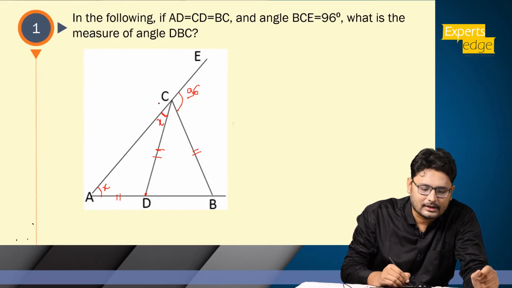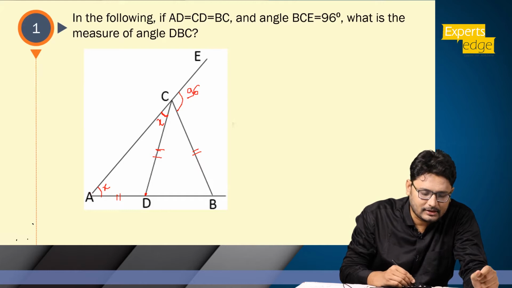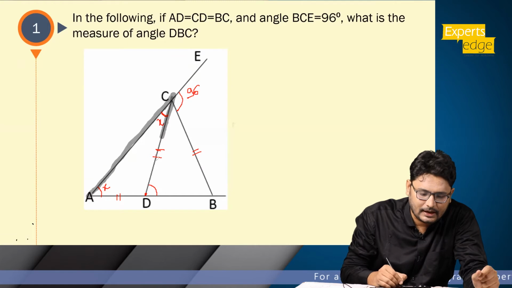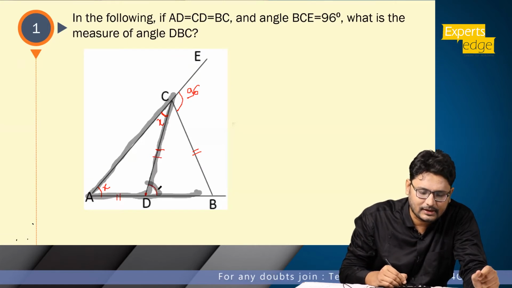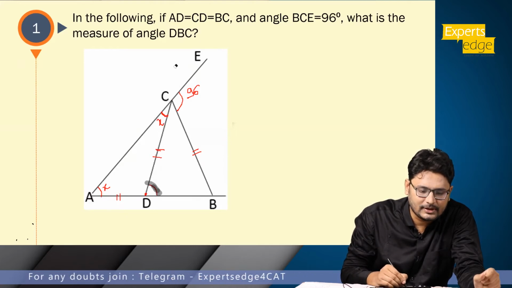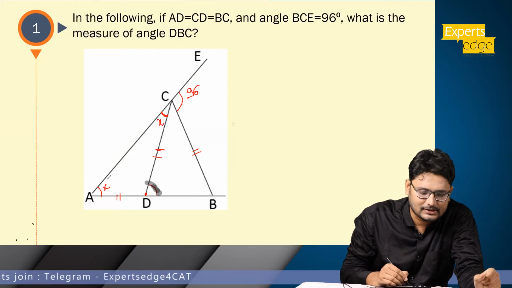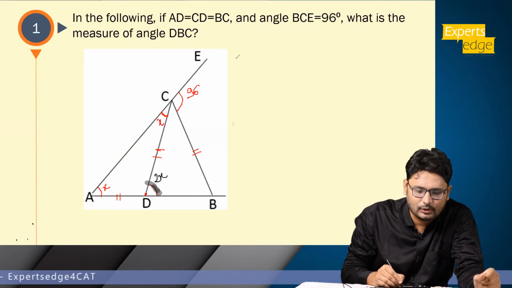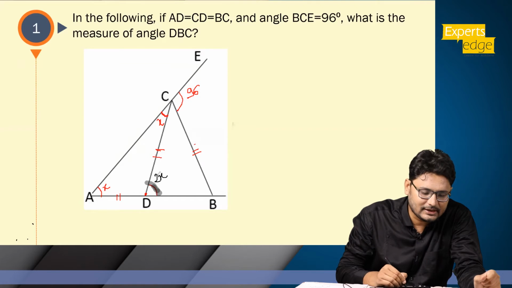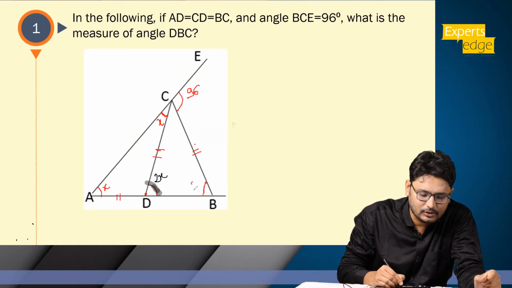Now, looking at triangle ACD, what will be its exterior angle? The exterior angle will be angle CDB. I hope you can visualize this part. So this part is AC, and in this triangle this will be my exterior angle. How much will it be? If this is X, this will be 2X. Since this is 2X and CD is equal to BC, the angle opposite to BC should also be equal to 2X.